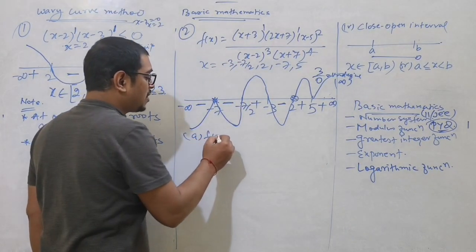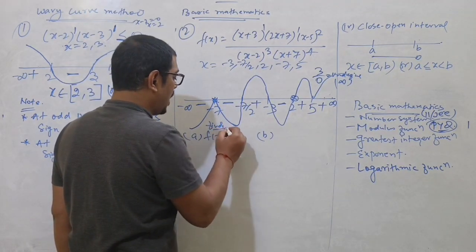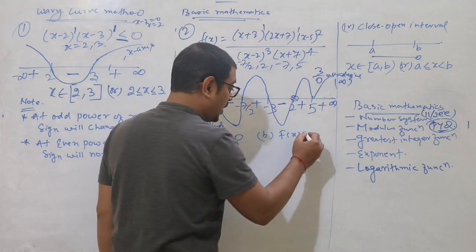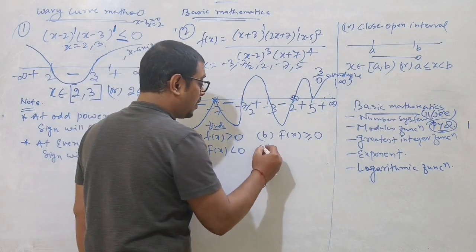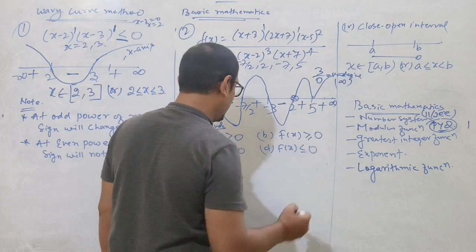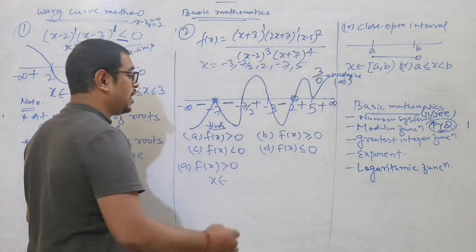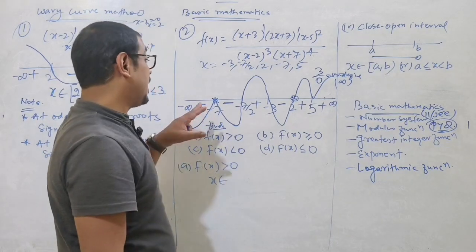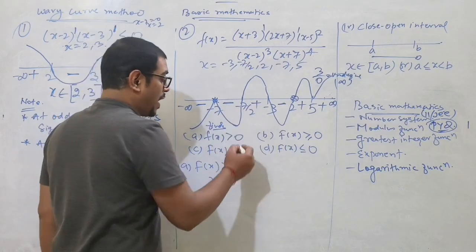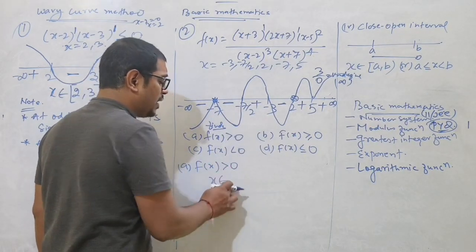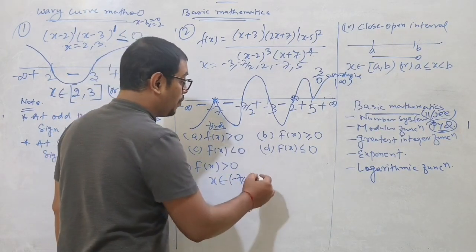Now if I ask the question: find f of x greater than 0, f of x greater than or equal to 0, f of x less than 0, and f of x less than or equal to 0. One by one, first of all f of x greater than 0. What intervals will you write? Greater than 0. Now see, negative, negative, positive. Now greater from minus 7 by 2 to minus 3. You can't take including, because the equal to sign is not there.